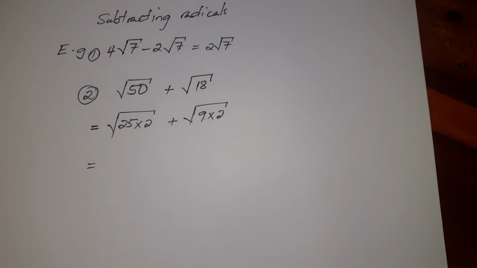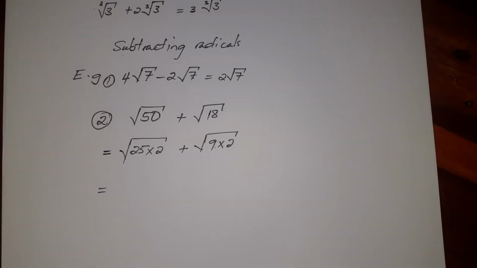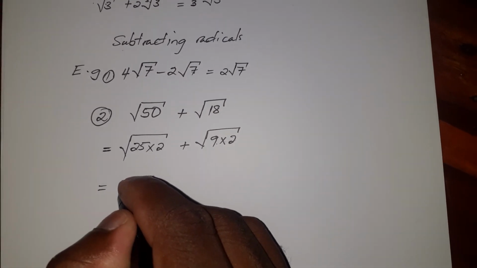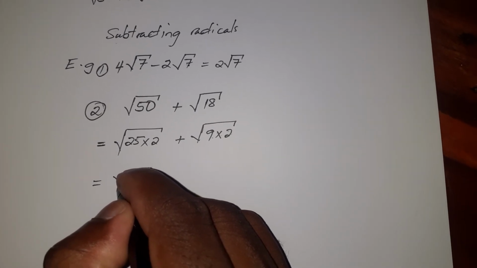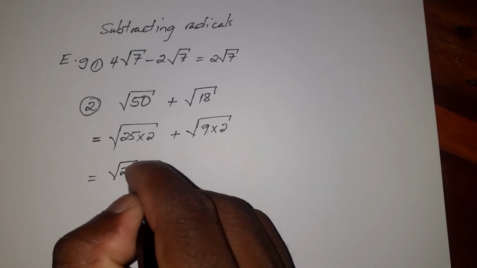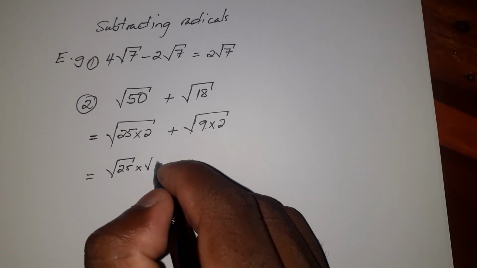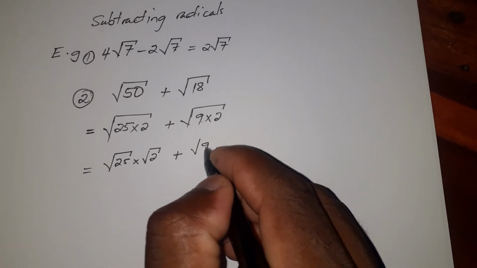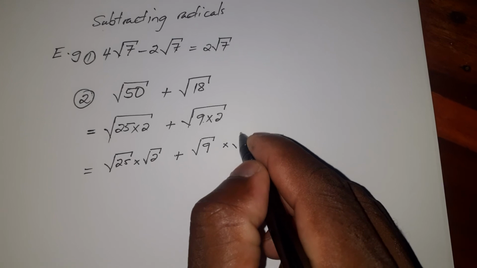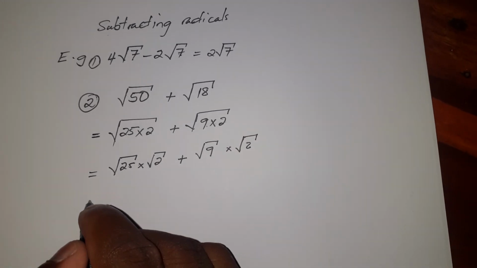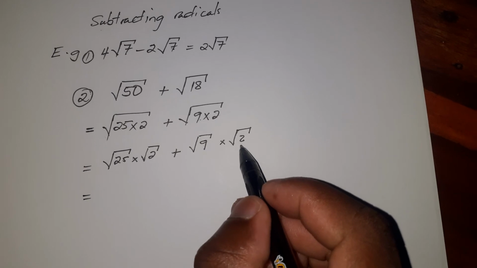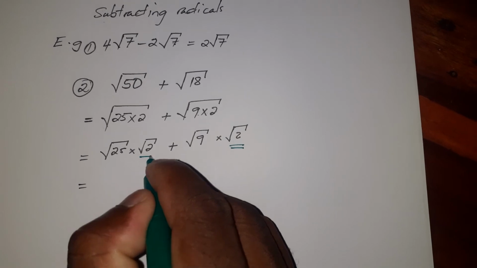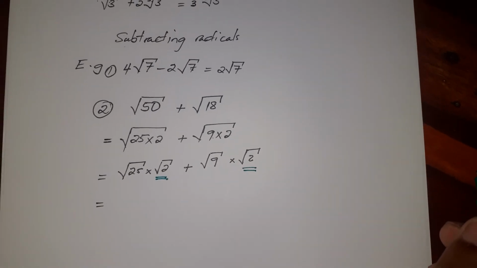Now what we can see here is that this is the same as writing square root of 25 times square root of 2 plus square root of 9 times square root of 2. Now what you can see here is that we have square root of 2 here, we have square root of 2 here, we also have square root of 2. That is what we're looking for.